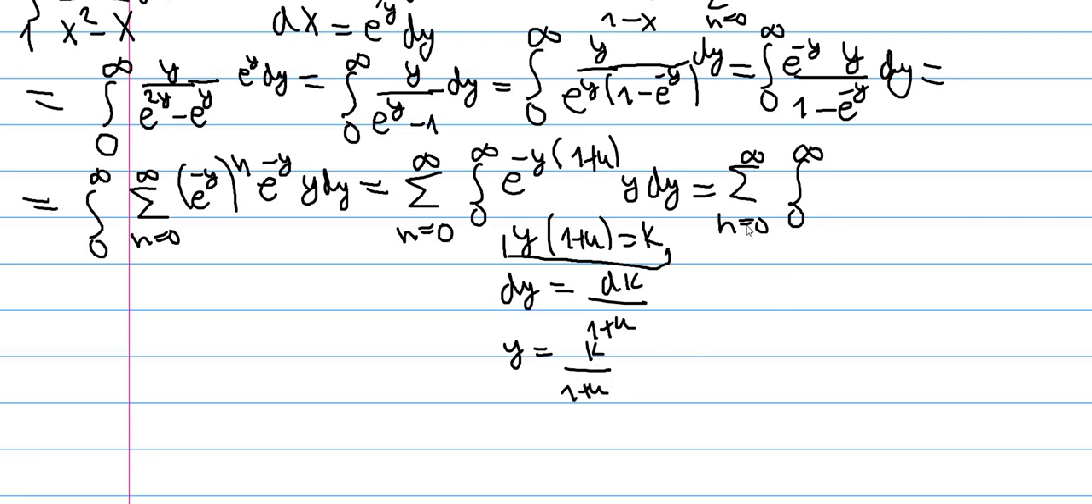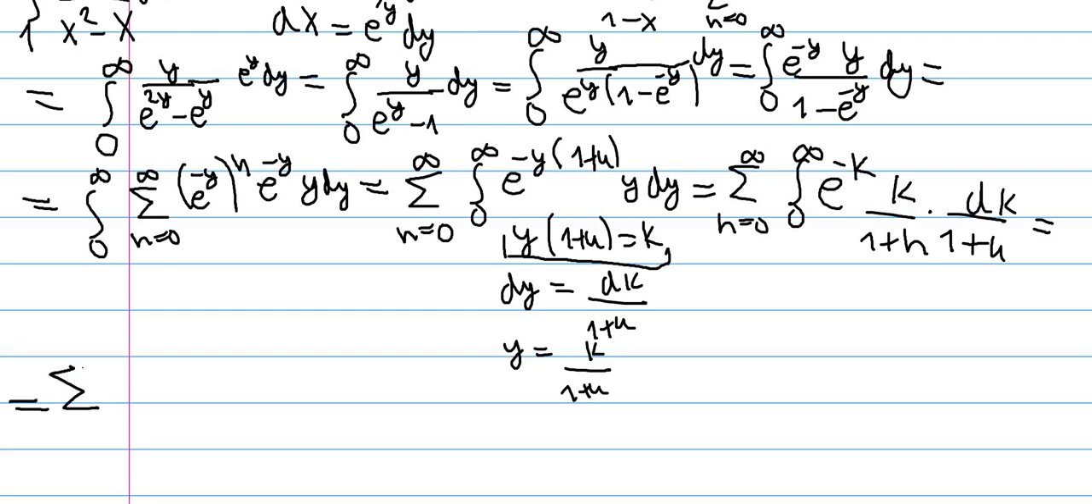When we plug it all back in, we will have e to the negative k. y becomes k over 1 plus n. And what is dy? It's just dk over 1 plus n. Sorry guys, let me write it a bit better: 1 plus n times dk over 1 plus n.